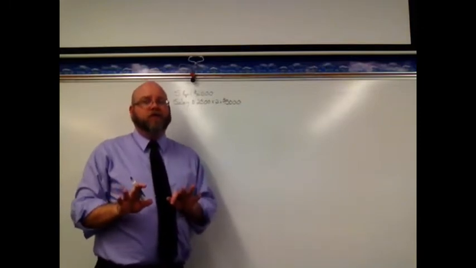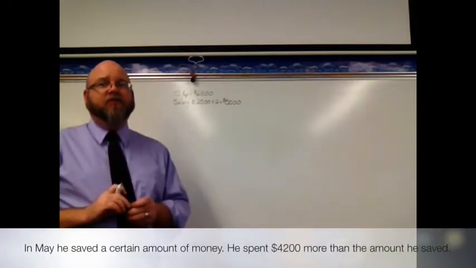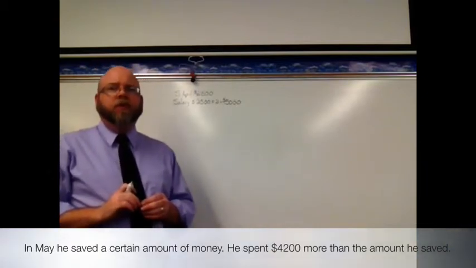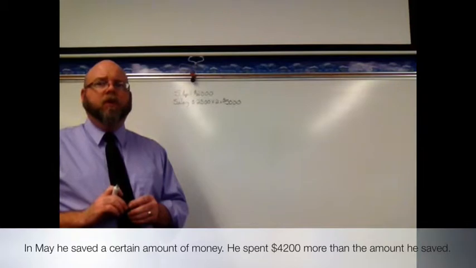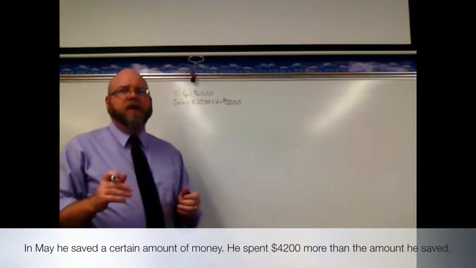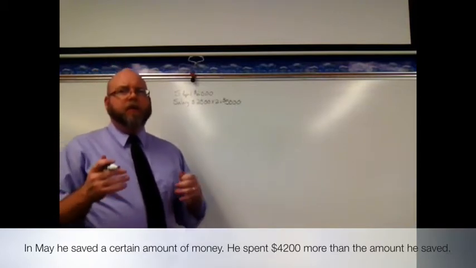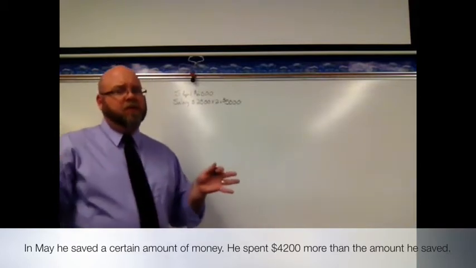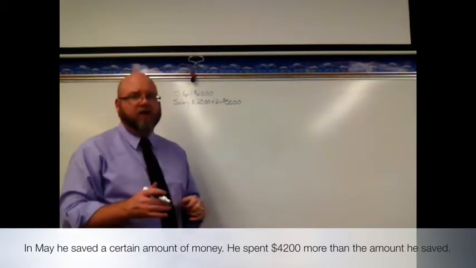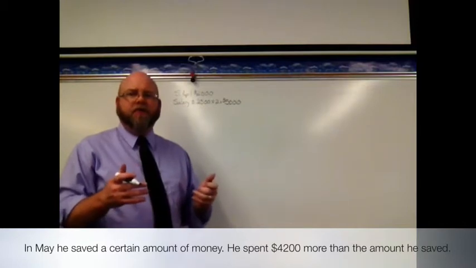Now let's look at what it says next. In May, he saved a certain amount of money. Okay, he spent $4,200 more than the amount he saved. How much did he save in May? So we don't know how much money he saved in May, but we know he saved some and then spent more, but he still had the same amount of earnings. He still had that $5,000 salary. So we've got to figure out how much did he save in May.